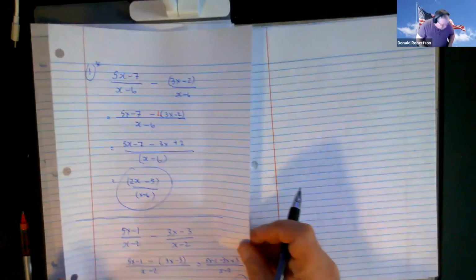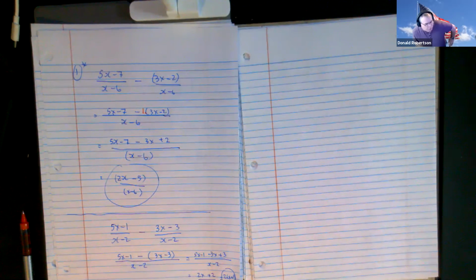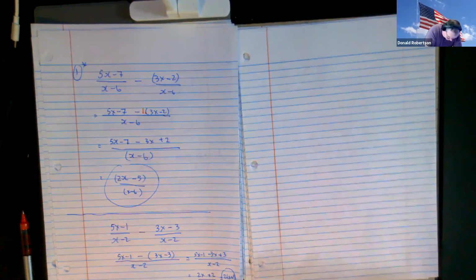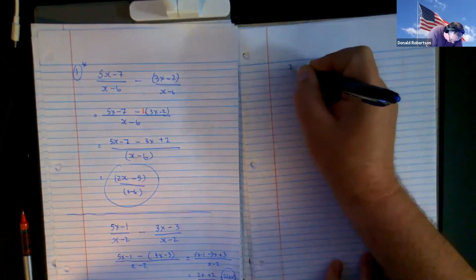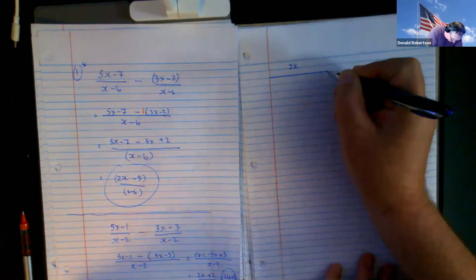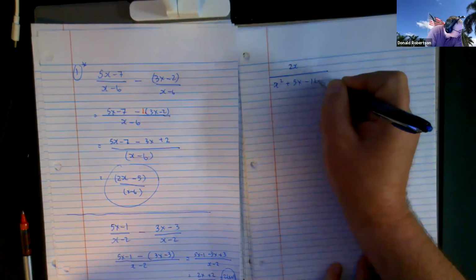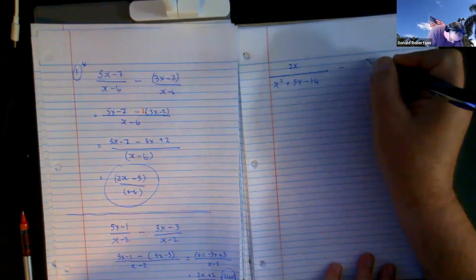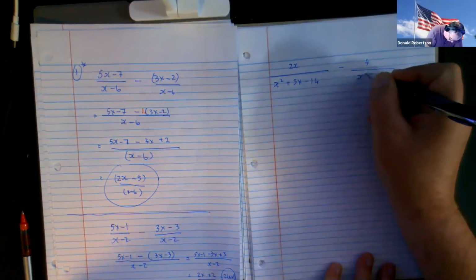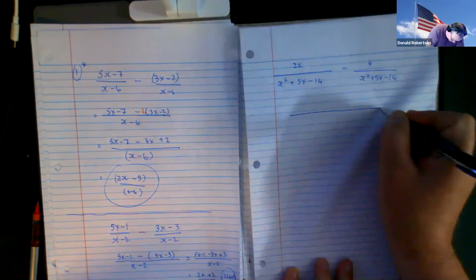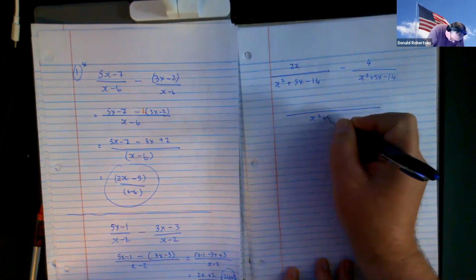So one more, well, maybe two, no more than two. Exceptionally ugly one. I need to find a really, really ugly one. Okay. 2x over x squared plus 5x, take away 14. Subtract 4 over x squared plus 5x, take away 14. So that's going to be x squared plus 5x, take away 14.